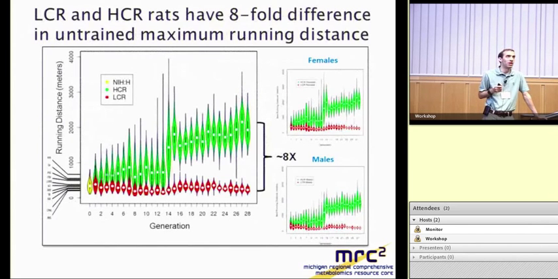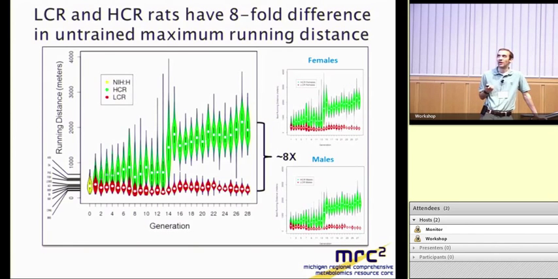So it's important to point out that this is what's done after the rats are just acclimatized to the treadmill. So they know what's coming, but they haven't really been trained. They've been put on, allowed to run, and we just record their maximal running distance. And the LCR rats, from the initial distribution, have wandered around in terms of running capacity. They haven't gone down that much.